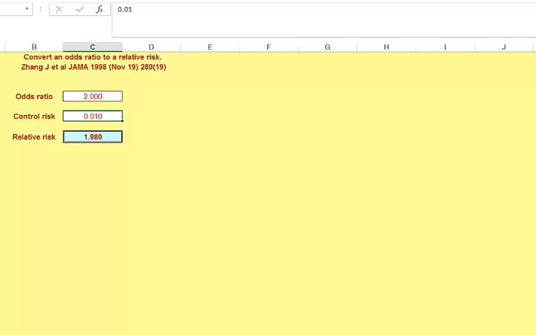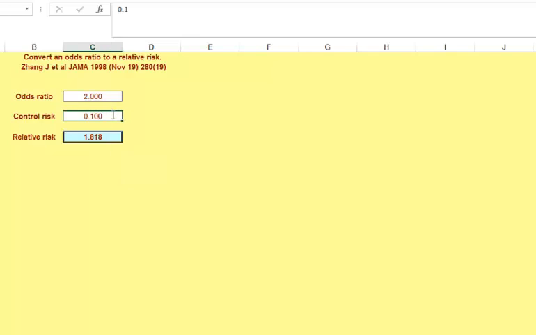If you're comparing lung cancer probability between smokers and non-smokers, 0.01 is the rate of lung cancer among non-smokers, right? In this case, the relative risk becomes 1.98. So the odds ratio is very similar to the relative risk. But if this becomes 0.1, let's see what happens. Okay, the odds ratio is 2, but the relative risk is 1.8.